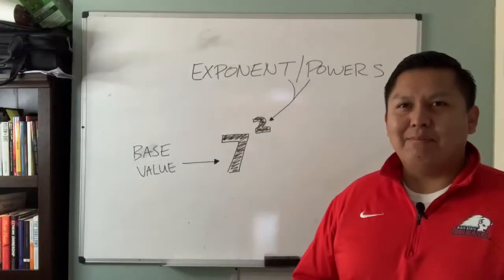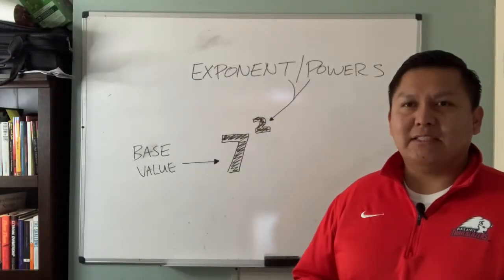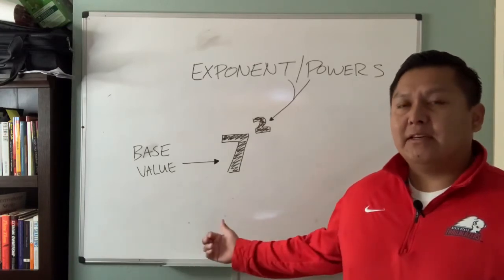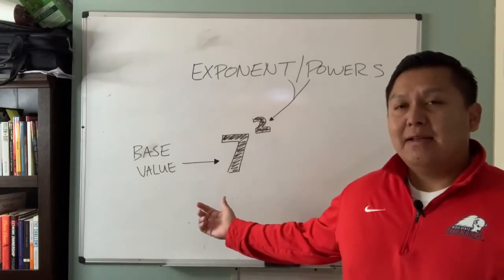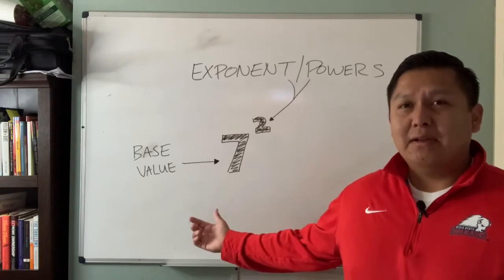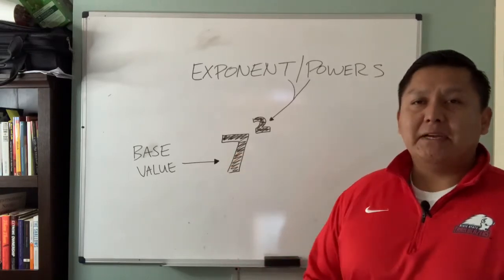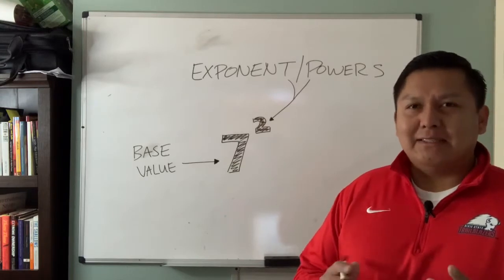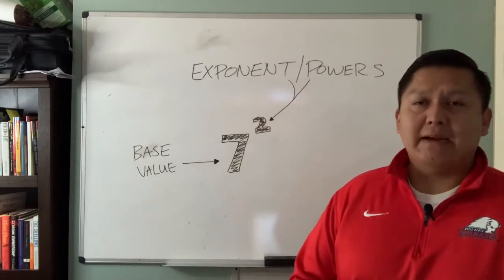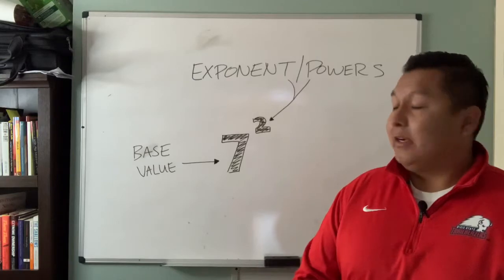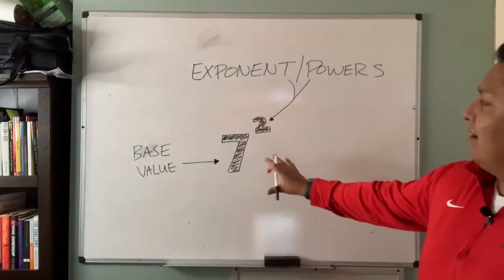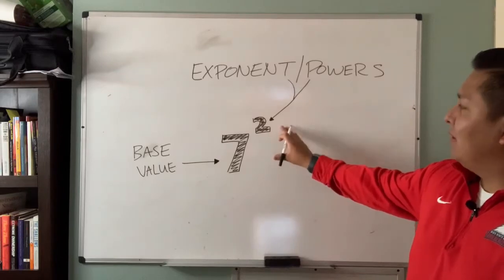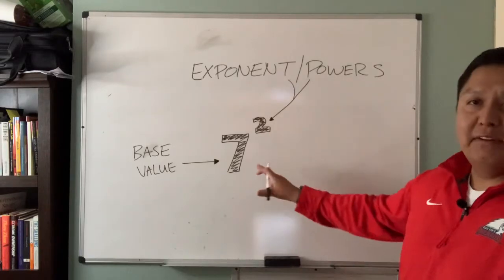All right, let's begin with some basic understandings about what exponents and powers are. To begin with, the bigger number is called your base value. The smaller number up top is your exponent, also known as a power. So basically it's the same thing. You could say this in one of two ways: 7 to the power of 2, or 7 squared.